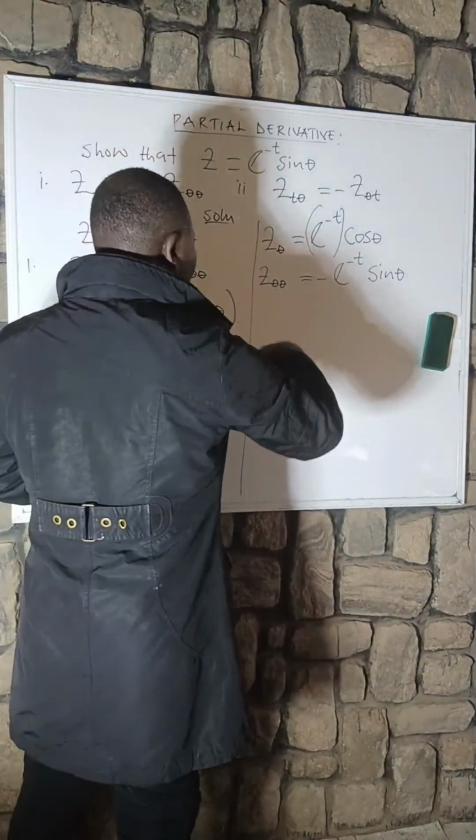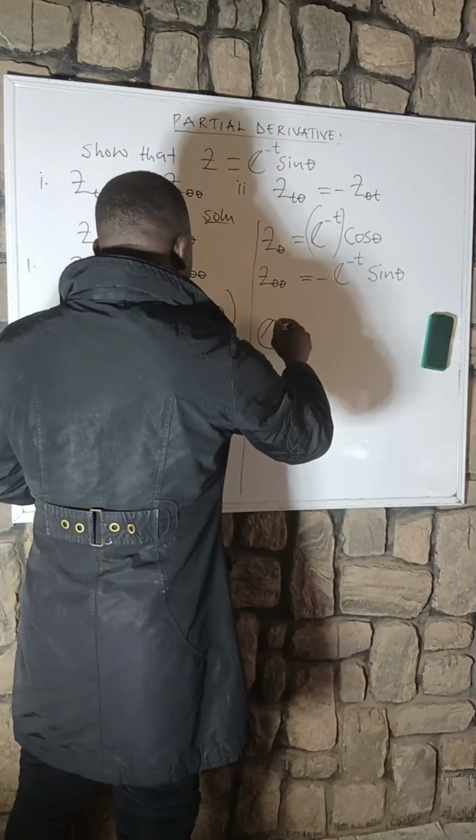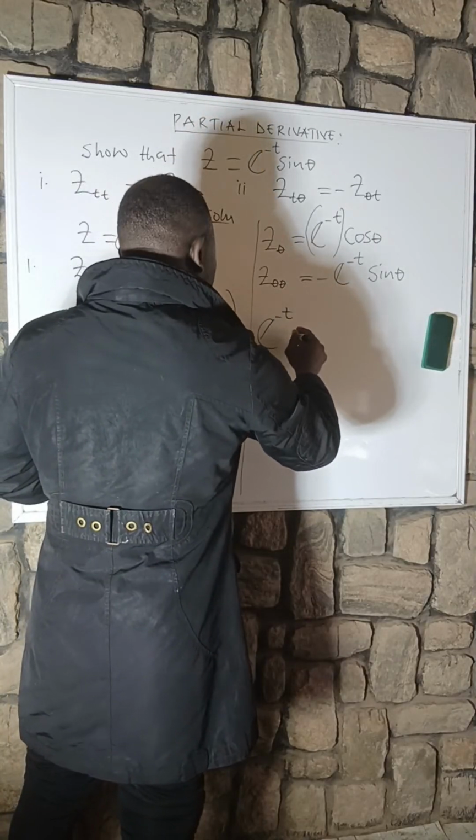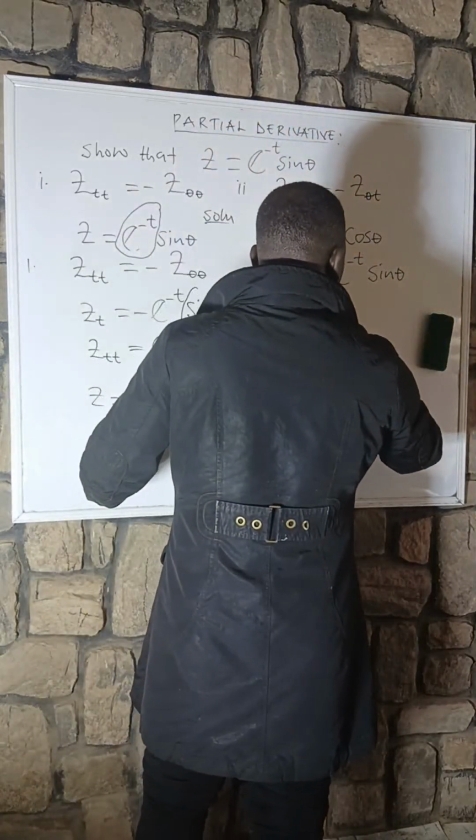So the left hand side is now exponential minus t sine theta equals to minus.